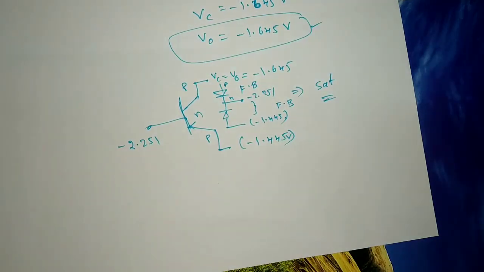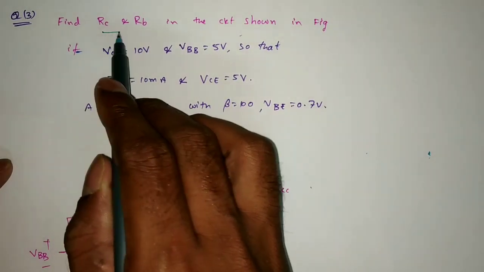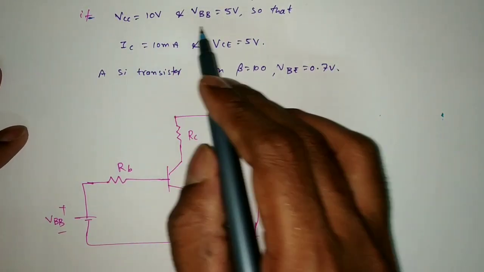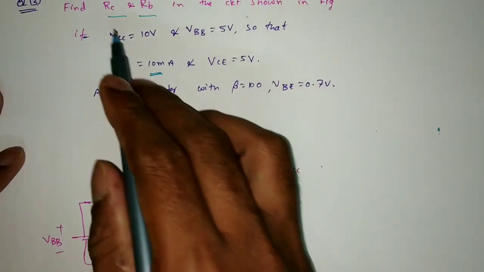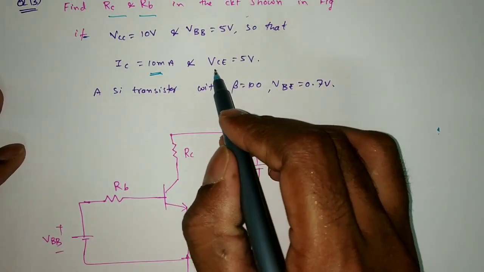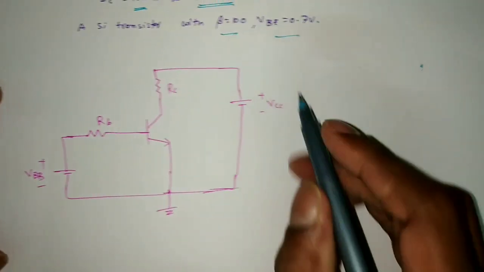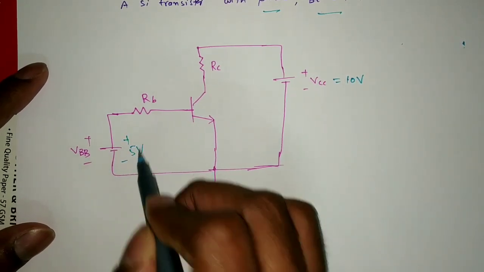Next we'll see one more question. Here we need to find RC and RB values in the circuit shown, and VCC, VBB are given, and IC is given. For this 10 milliampere we need to find RC and RB, and VC is also given. Beta is given, VBE 0.7. So it's a very simple one. So VCC 10 volts, VBB 5 volts.